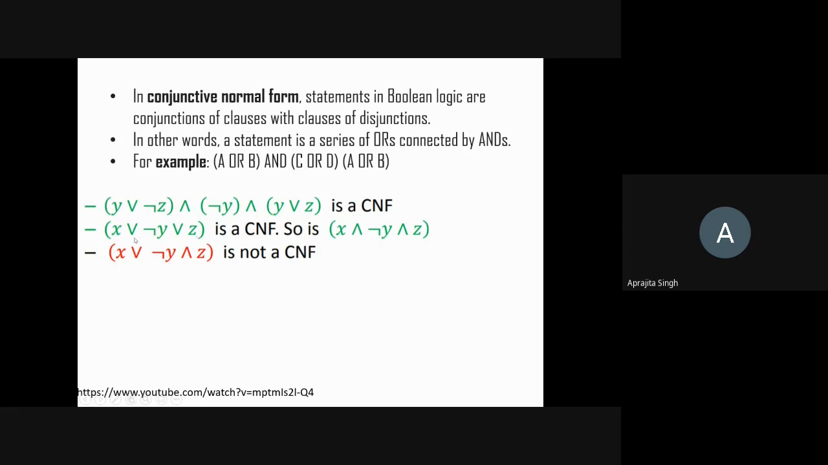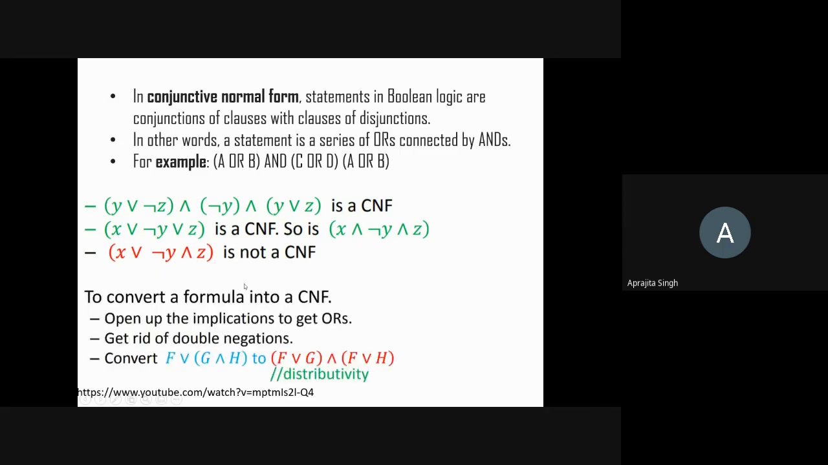What do you look at over here? It can be converted. Now this is a conjunctive form. Now you can convert it and write it this way. Now this is not a conjunctive normal form, we are having an OR and an AND, so this combination is not conjunctive normal form. To convert a formula, there will be many questions where you have to convert it into conjunctive normal form or disjunctive normal form.